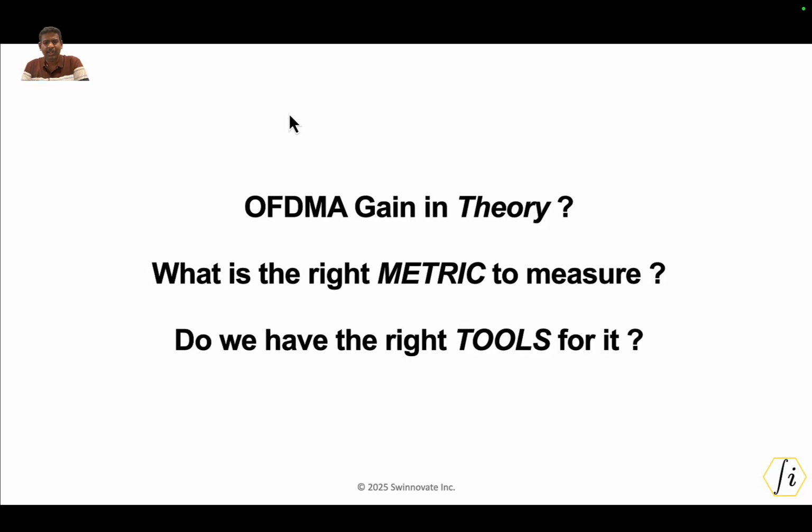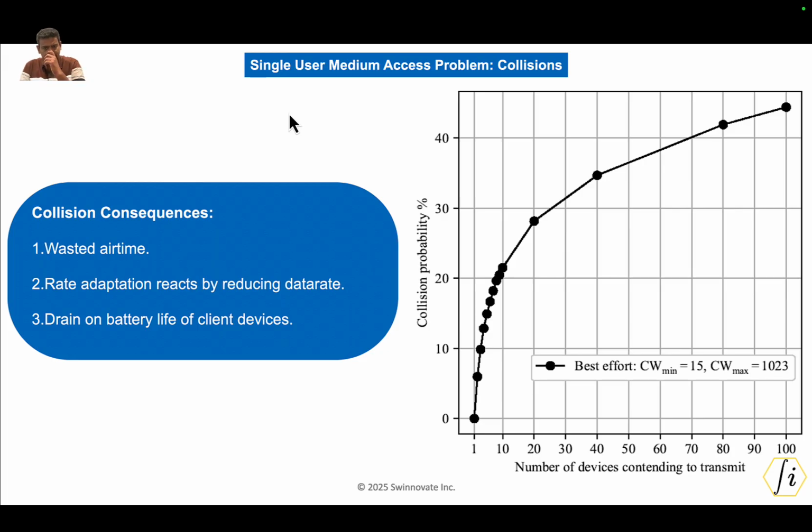Before we get into actual testing of OFDMA, first let us understand what the gains of OFDMA are in theory, in what scenario they will happen. Secondly, what is the right metric to measure to assess whether there is gain or not. And thirdly, do we have the right tool set to make all those measurements? So let's start with the theory, a little bit of motivation for why OFDMA.